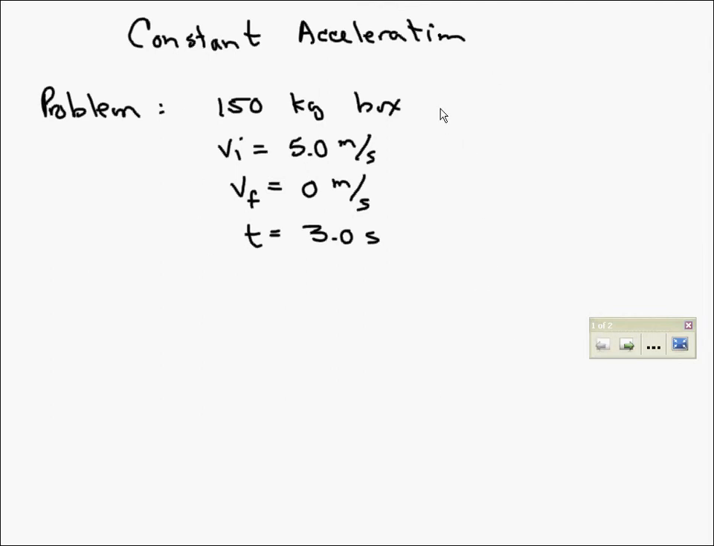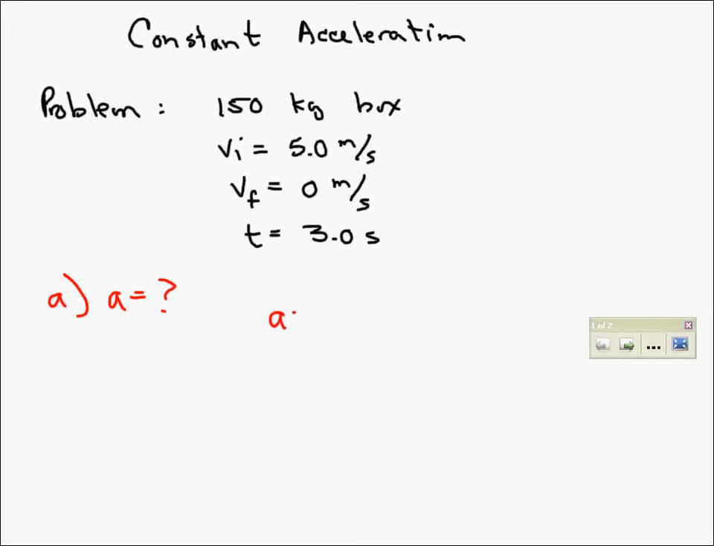Our box is 150 kilograms. We're not working with mass yet, so that's just extra information. It has an initial velocity of 5 meters per second, and it slides to a stop, so it's going to 0 meters per second in 3 seconds. So, let's find acceleration. Acceleration is our unknown.